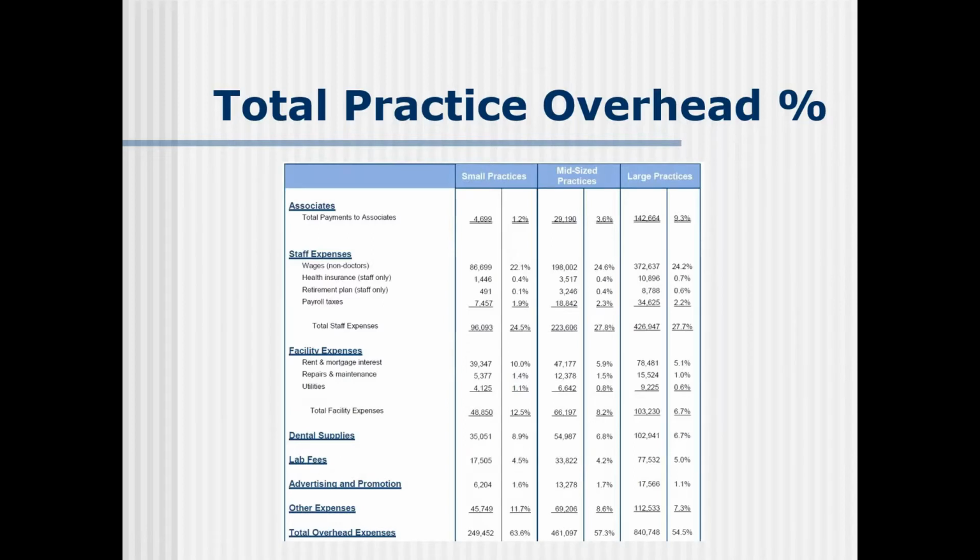All right, so this is a lot of information on a small slide, but you can see this is the overhead report. And if you look at the very last line, the total overhead expenses for small practices this year, for 2017, ran at 63.6% of collections. And this doesn't include money paid to the associate. Mid-sized practices ran at 57.3% of collections. And the larger practices' overhead ran at 54.5% of collections. So the bigger the practice, there's economies of scale, and the overhead for those practices decreases as the practice gets larger.